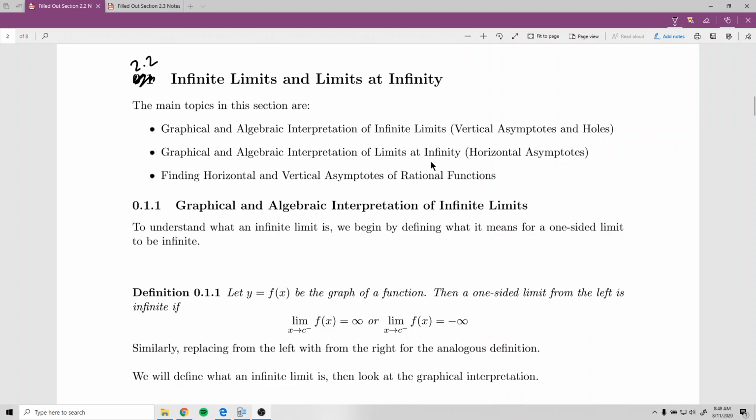The second section will be limits at infinity. And really what we'll be using that for later on in the class is the horizontal asymptotes aspect. And then the last little section, we'll just have a problem to put it all together, finding horizontal and vertical asymptotes of a rational function.